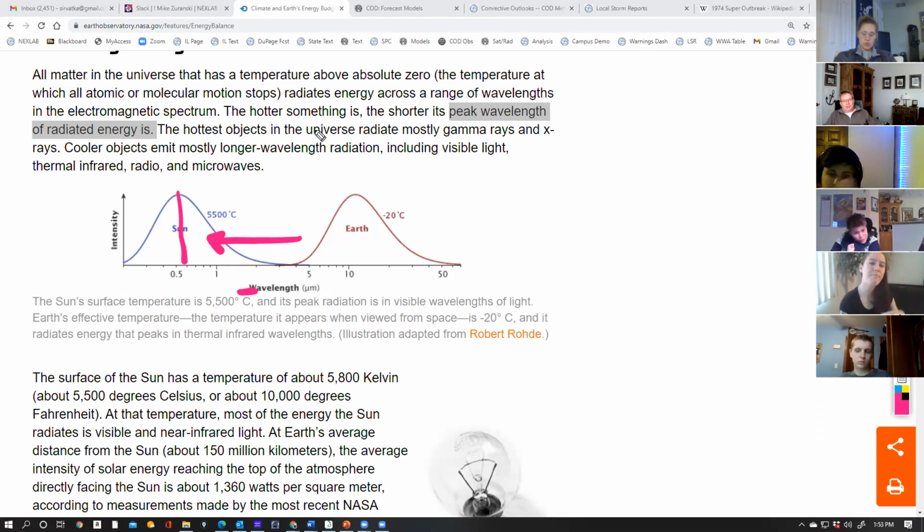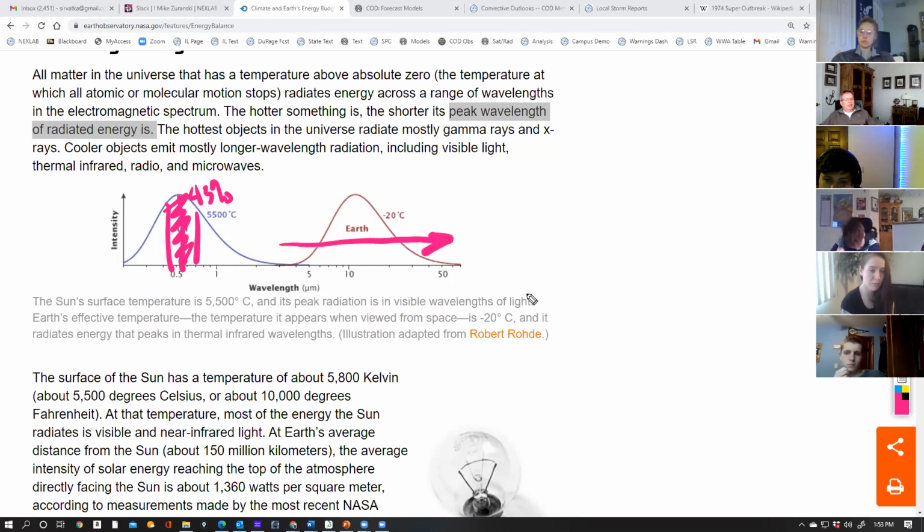The hottest objects in the universe radiate very short wavelengths, like gamma rays and X-rays. Cooler objects emit mostly longer wave radiation, including visible light. Well, the sun is giving off visible light. This area in here, we said it's about 43% visible. Remember we used those terms? Thermal, infrared, radio, and microwaves. That means we're going further and further to the right, because to the right is longer wavelengths.